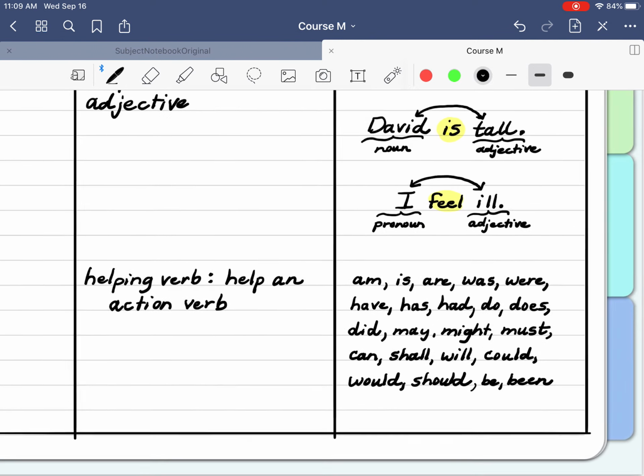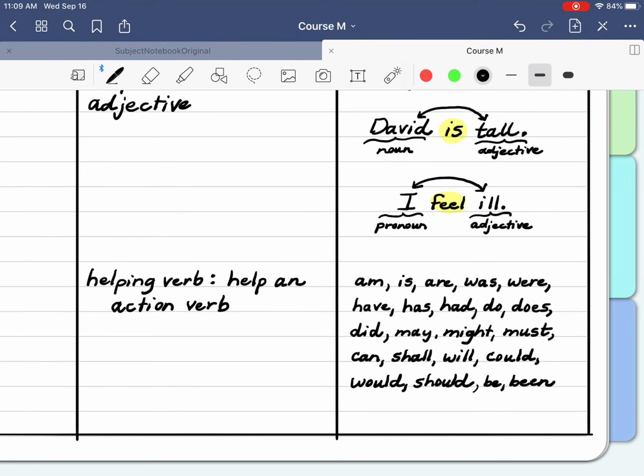Yes, those are the helping verbs. And in another video, we will look at what that means. What does it actually mean to be a helping verb? But in this video, I am just giving you an example of what we need. So, later on, I'll show you exactly how these work to change verb tense.